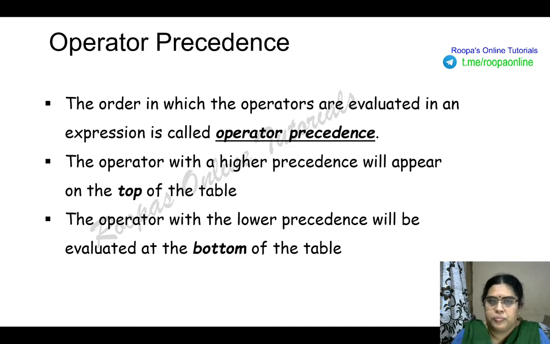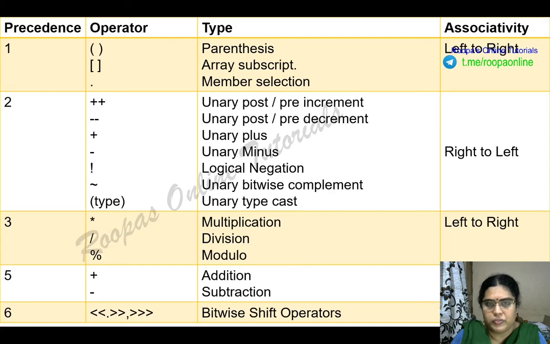So again, regarding precedence, I'm going to show you a table where the higher precedence operators are evaluated first. Higher precedence means that in an expression, those particular symbols will be evaluated first, and they appear at the top of the table. The operators with lower precedence are evaluated later, at the bottom of the table. So here we have the table.